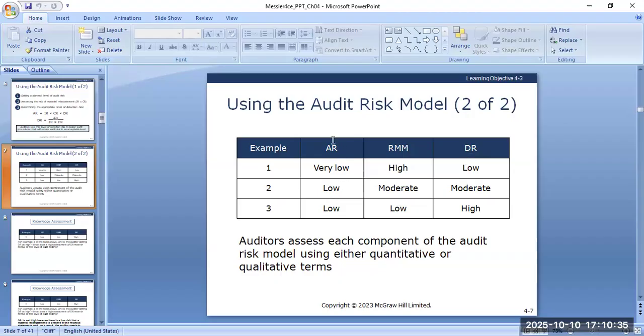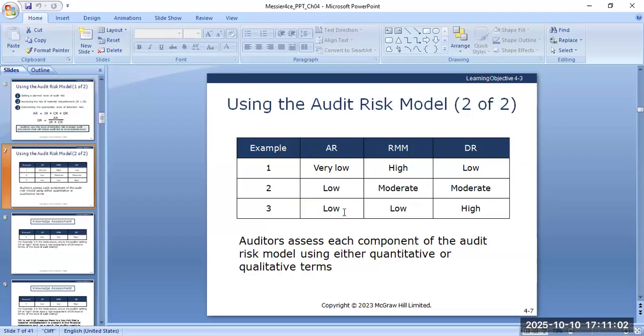Now, if you want to have the audit risk low, but the risk of material misstatement is also moderate, the only way to keep it low is for the detection risk to be on the moderate level. And that's how we're going to keep it low. Not very low, but it's going to be low.